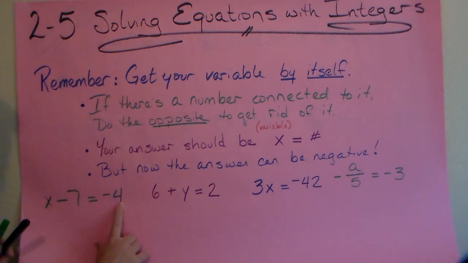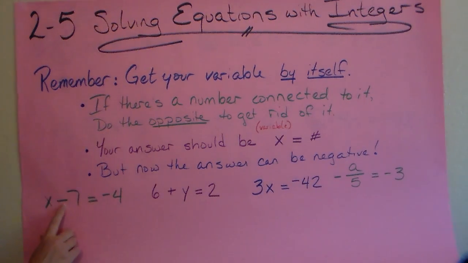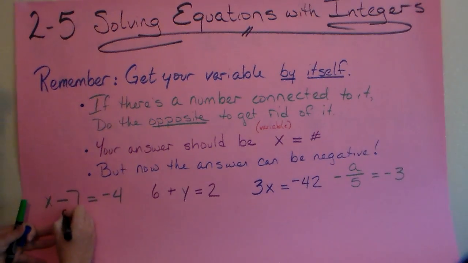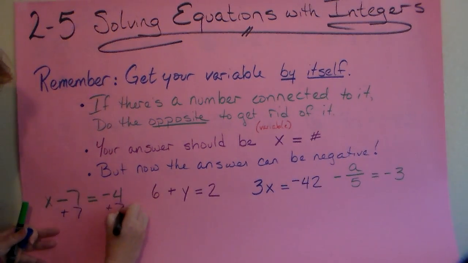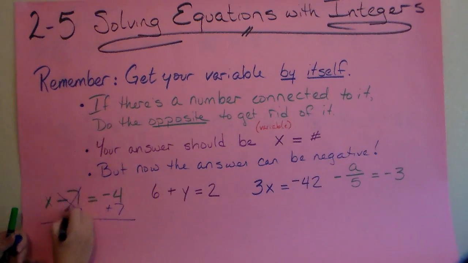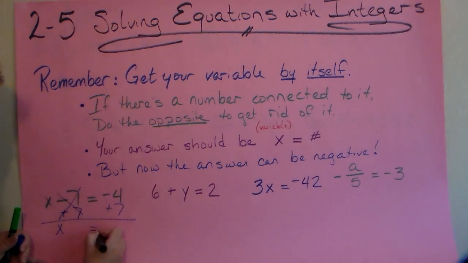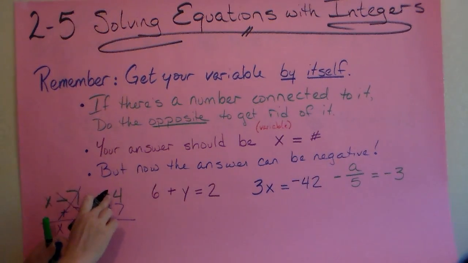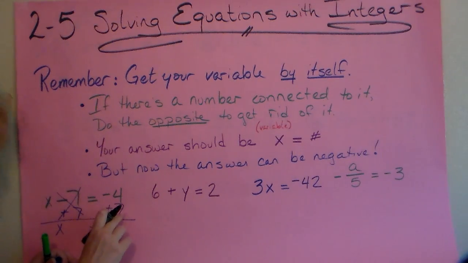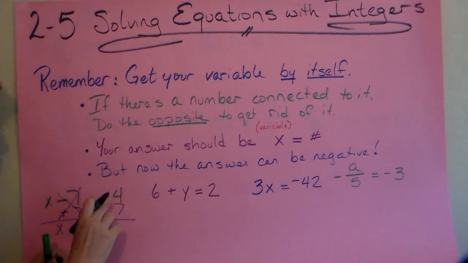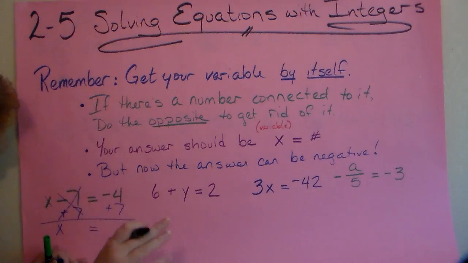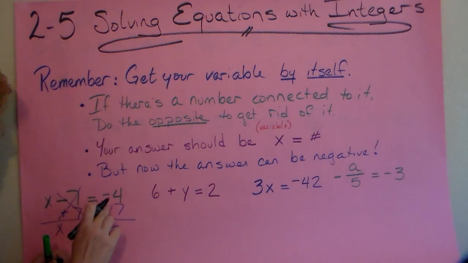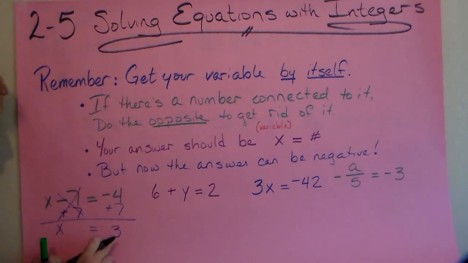x minus 7 equals negative 4. So I've got a minus 7 connected to my variable, so I'm going to add 7 to both sides. And that's going to get rid of this, and I'm going to bring down my x and bring down my equal sign. And now I have a negative 4 plus 7. Signs are different, so you subtract, and the biggest one wins. So x equals positive 3.